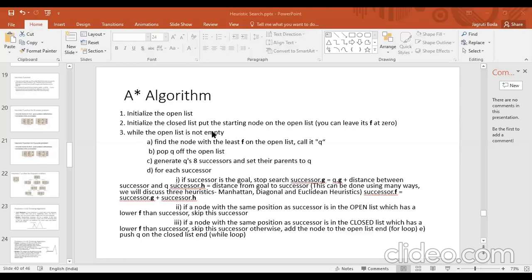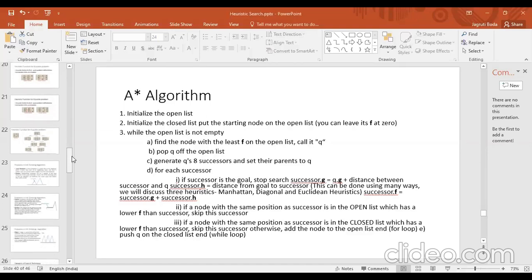While the open list is not empty, find the node with the least f on the list, call it q. पॉप q ऑफ द ओपन लिस्ट, मीन्स कि जिसकी वैल्यू मिनिमम है उसको आपको क्लोज लिस्ट में ऐड करना है. अदरवाइज यू हैव टू एक्सप्लोर द सक्सेसर ऑफ ऑलरेडी एक्सप्लोर्ड नोड जिसकी वैल्यू मिनिमम है. Okay, we see with one example so you have more clear the algorithm, then we revise the algorithm.